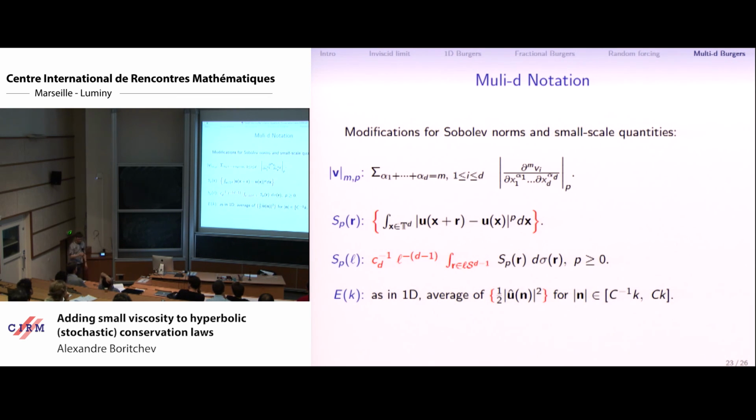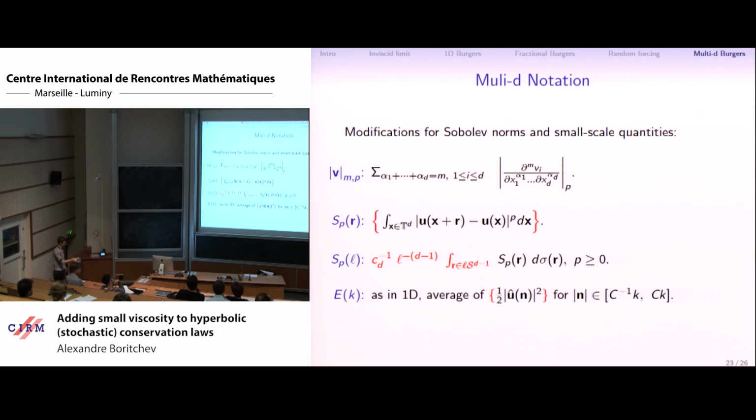So before I tell more about the results, just a few words about how you need to modify the formulation in the multi-D setting. There's nothing tricky. It is a straightforward thing. For the Sobolev norm, you just need to add over all possible multi-indices of length m for the Sobolev norm in W^{m,p}. For the increments, you need to remember one natural thing, which is that now the increments can be taken in many directions because you're not in 1D anymore. So you need to average over the sphere of radius L.